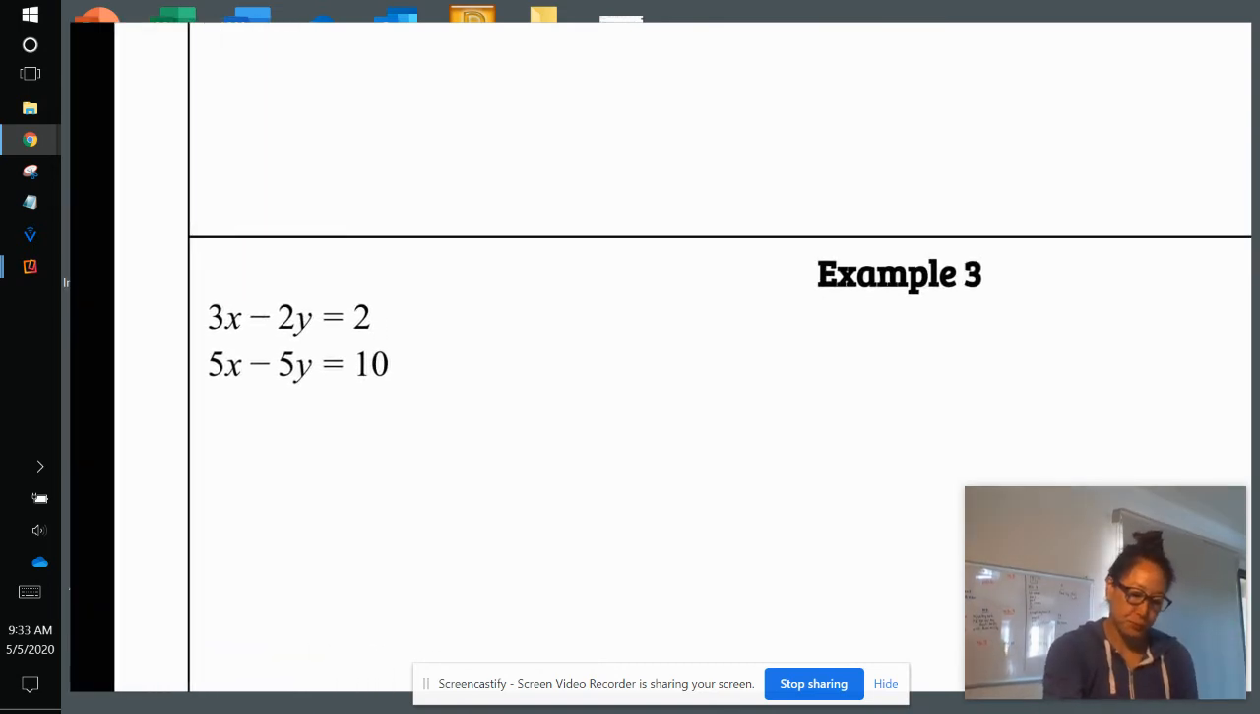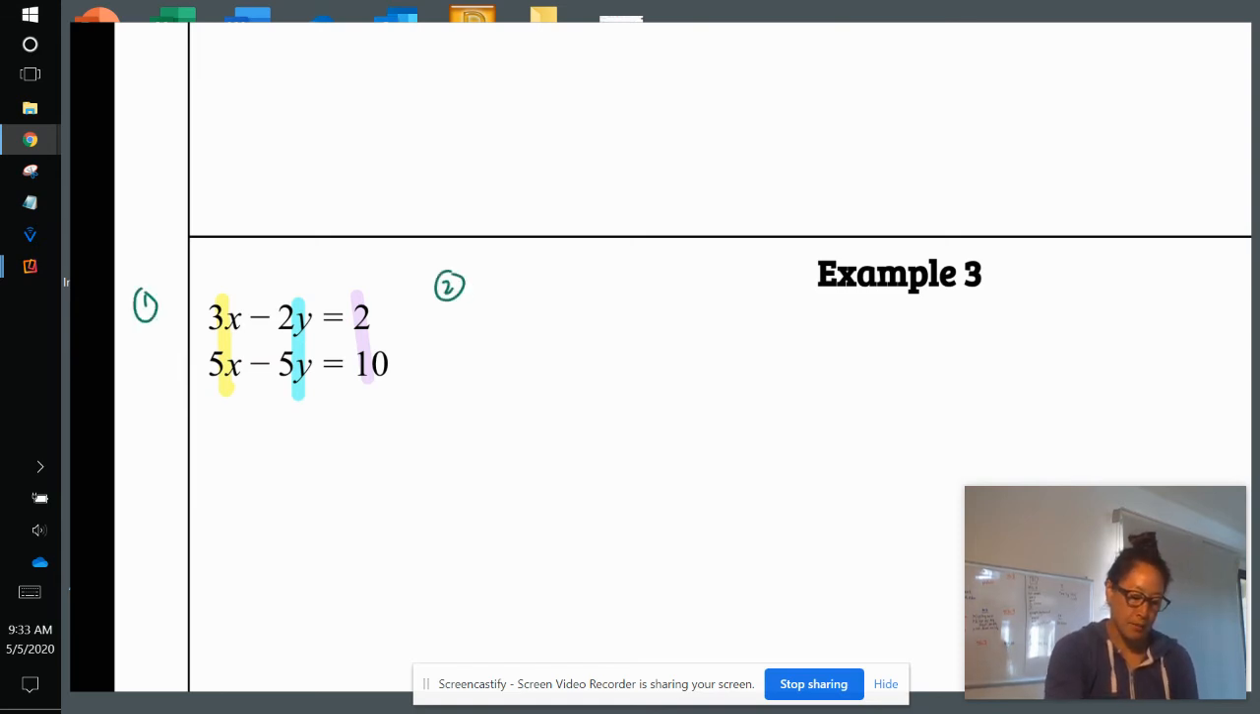All right, example number 3. We check our order. All right, the x's are in order, the y's are in order, the constants are in order. The equal signs are in order, the operators are in order. All right, so step 1 is complete.